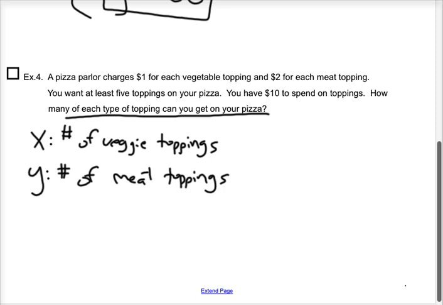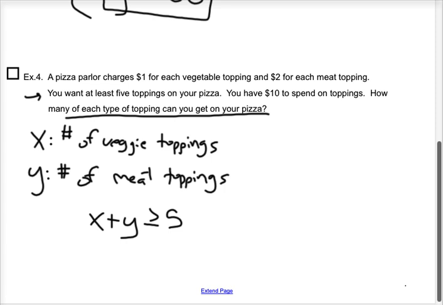So first, you want at least 5 toppings. All right, so at least 5 toppings. So that means the combination of veggie and meat toppings, I want that to be at least 5. I need that to be greater than or equal to 5. All right, so there's our first step.